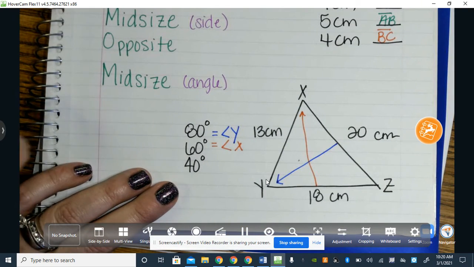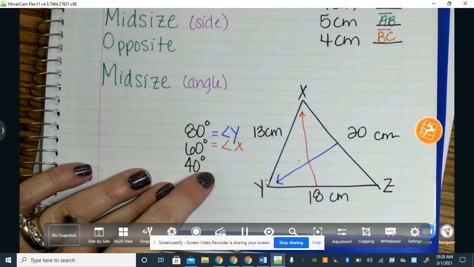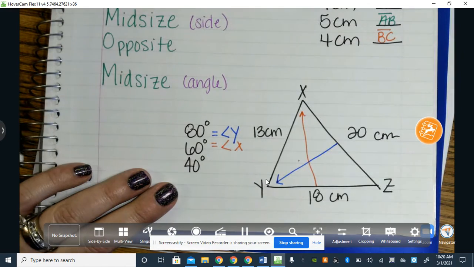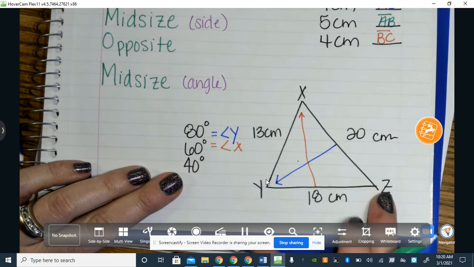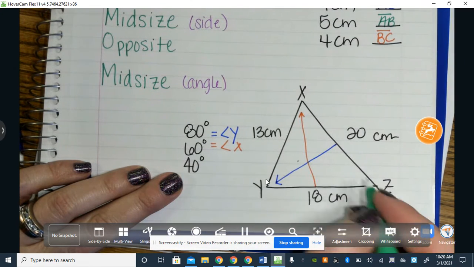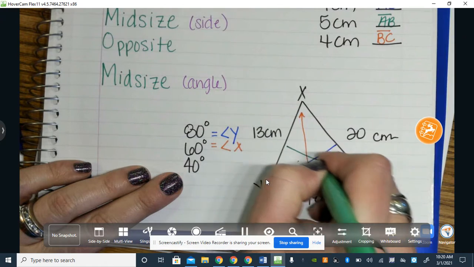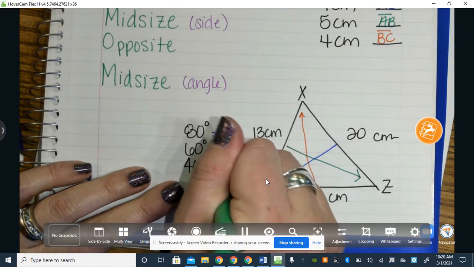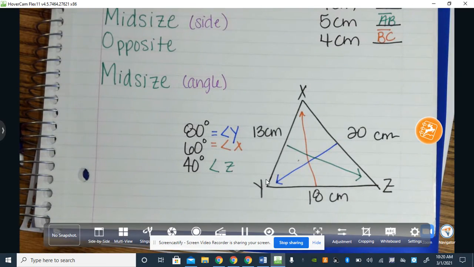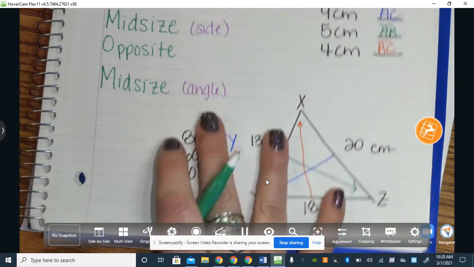And finally, 40 degrees is my shortest one. So the only one left I have is Z, and it's across from 13 centimeters, which is also the shortest. Okay.